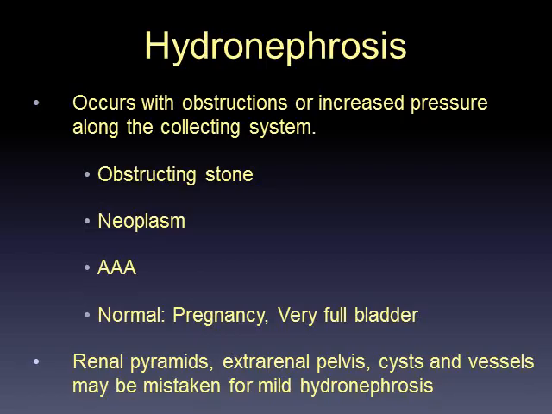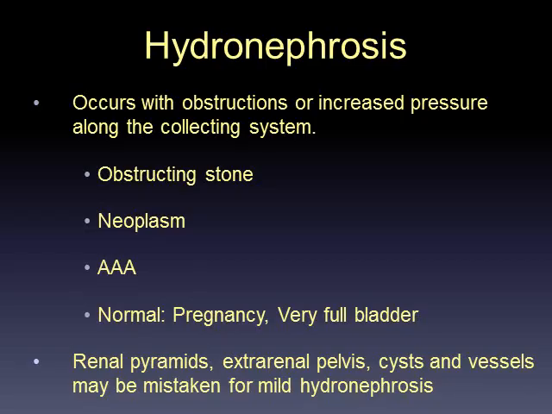Hydronephrosis occurs when there is an obstruction along the collecting system, or an increase in pressure at some point. It causes urine to back up and gradually fill the renal pelvis. This is commonly due to an obstructing stone, but in an older patient, certainly it could be caused by a neoplasm or mass compressing the ureter, or a large AAA. A mild element of hydronephrosis may be normal if the patient is pregnant, due to extra pressure on the bladder, or if they are simply in retention or just have a very full bladder.